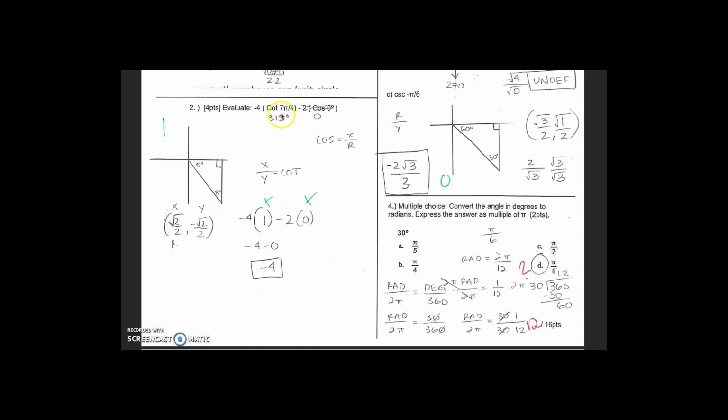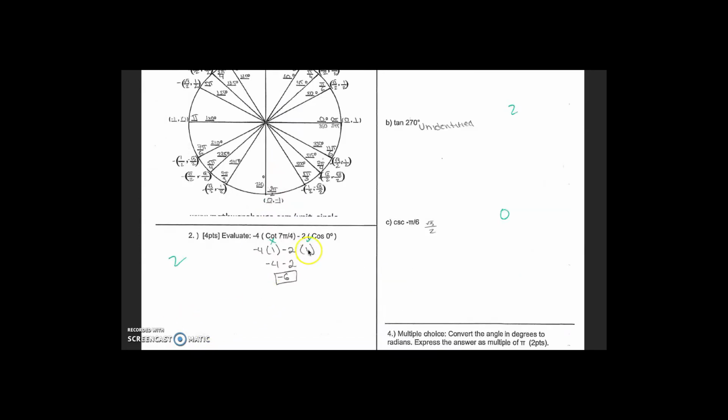Here the student tried to put the radians and degrees, which is fine. This one they canceled out, put 0, incorrect. They tried to draw circles, that's fine. Remember, they knew cotangent was x over y, but again, they missed both of those, so it's incorrect. Here's an example where they got partial credit, 2 points for knowing that cosine of 0 was just 1.